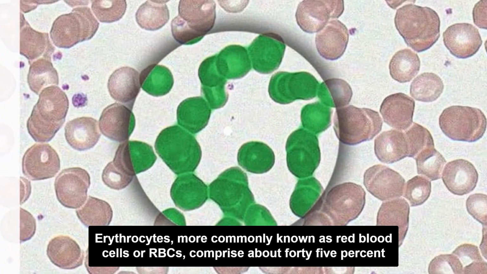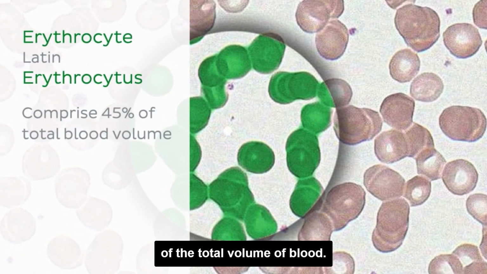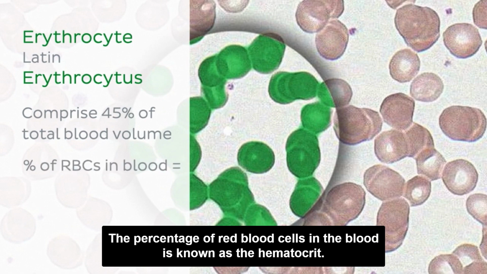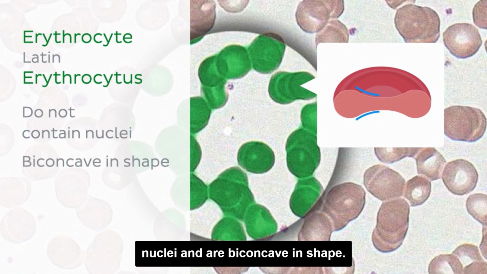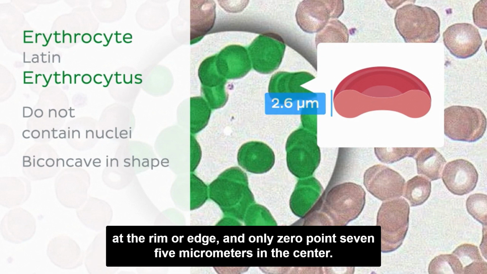Erythrocytes, more commonly known as red blood cells or RBCs, comprise about 45% of the total volume of blood. They're of course the cells you can see highlighted in green. The percentage of red blood cells in the blood is known as the hematocrit. As we can see from this little diagram here, the red blood cells themselves do not contain nuclei and are biconcave in shape. They measure about 7.5 micrometers in diameter, about 2.6 micrometers at the rim or edge, and only 0.75 micrometers in the center.